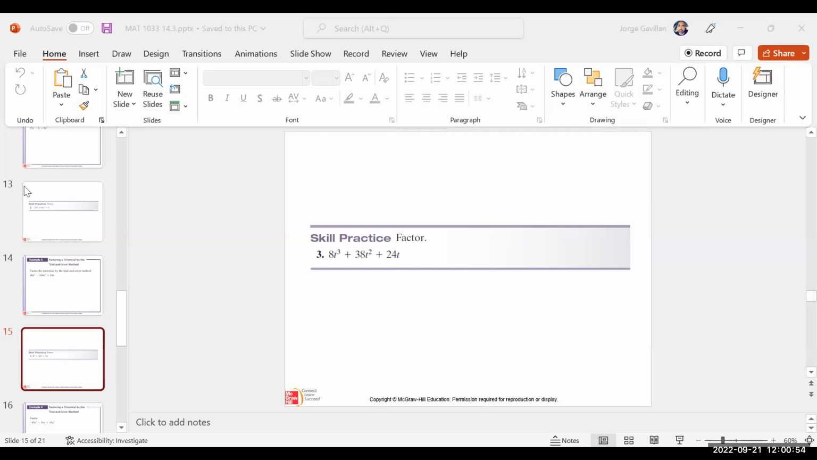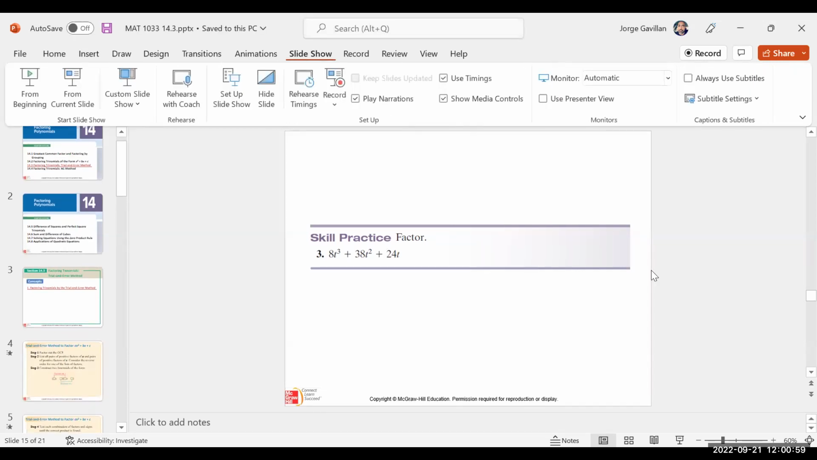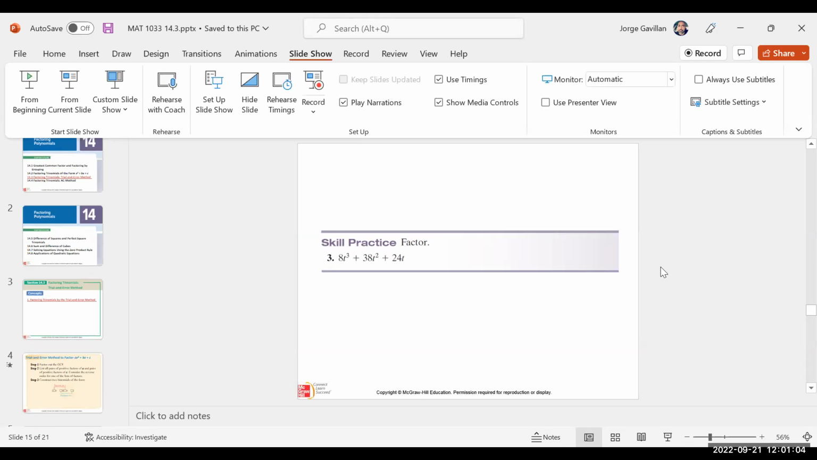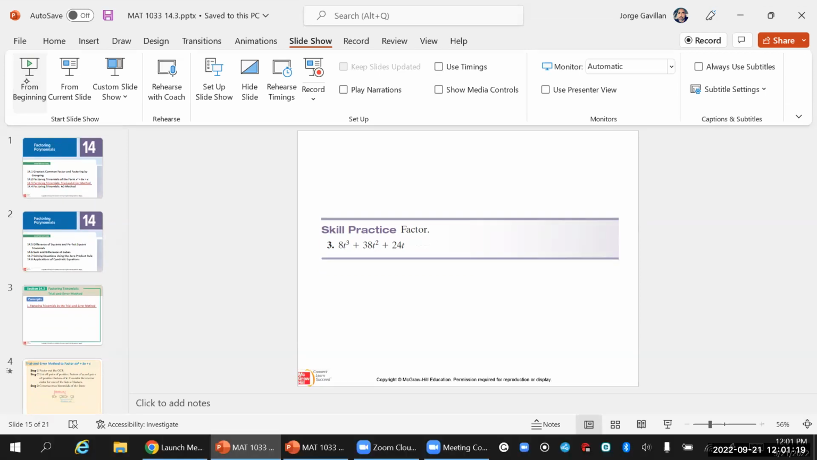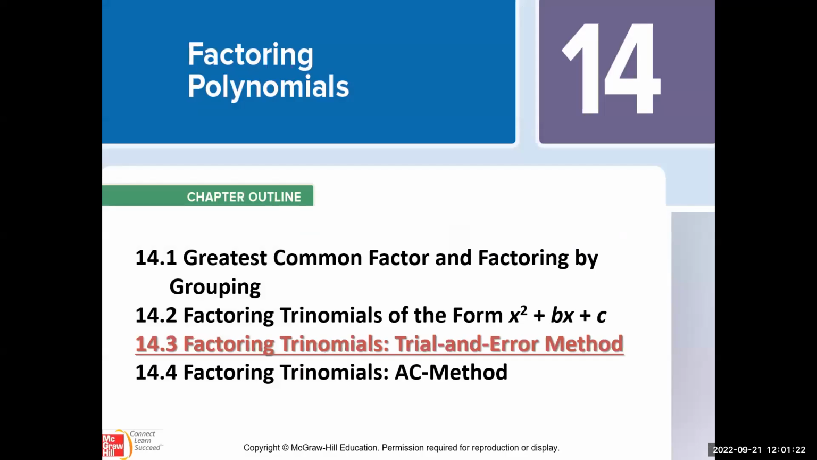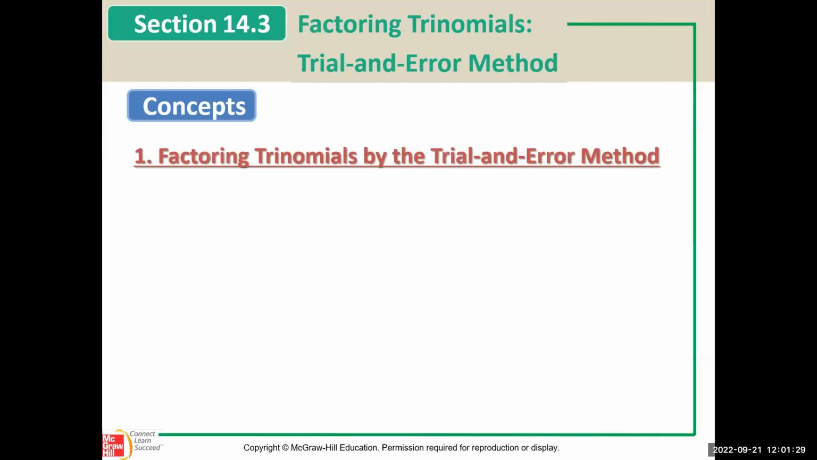So 14.3 and 14.4 is sort of repetitious in the sense that they sort of talk about different ways of factoring trinomials. And so I'll show you the two ways. The first one is basically what they call trial and error. And so I'll go ahead and show you guys that and then kind of get started with that. So trial and error, and then 14.4 is the AC method. Obviously, after the fact, you guys can decide which one you guys prefer to do.